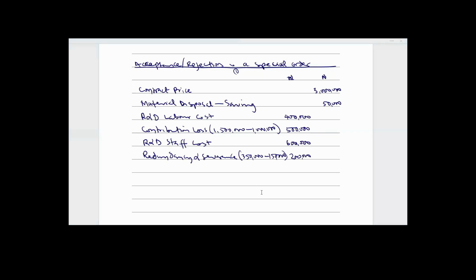Next item, equipment. The contract utilizes a special equipment which cost 180,000 naira 3 years ago. It has a residual value of 30,000 naira in another 2 years. So that 180,000 naira, is it relevant or irrelevant? Irrelevant. The 180,000 naira is a past cost, a sunk cost, and therefore irrelevant.